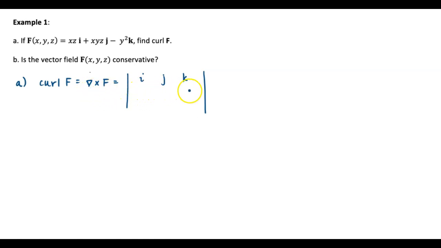And so this next line is just going to be the components of del, which are the partial derivative with respect to x, the partial derivative with respect to y, and the partial derivative with respect to z. Next, we just have the components of f, which were given as xz, xyz, and negative y squared.